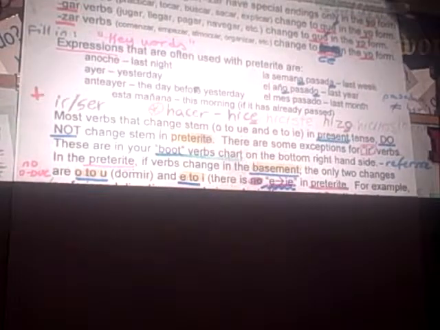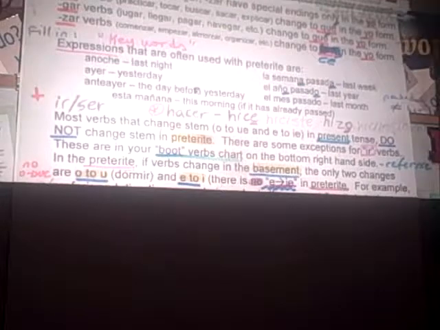What are the two kinds of changes we have in the basement for the preterite? O to U and E to I. Okay. Is there such a change as E to IE in the preterite? Nope. Is there such a change as O to UE in the preterite? Nope. So just O to U and E to I in the basement in the bottom two.